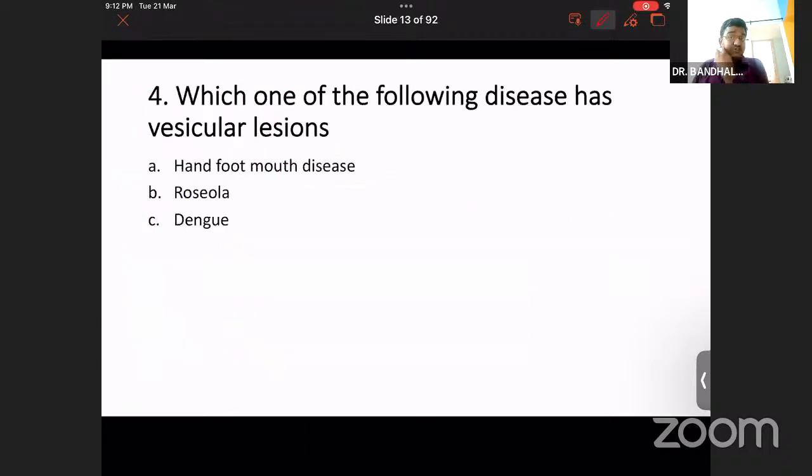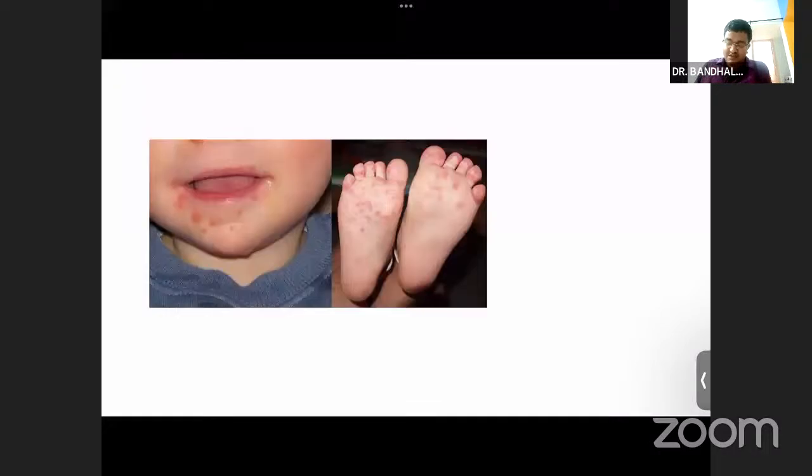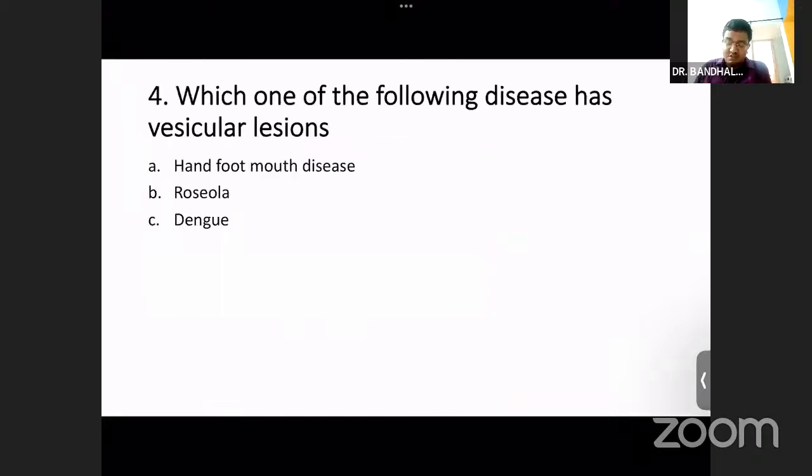Next question is, which one of the following diseases has vesicular lesions? The options given are: option A, hand, foot, mouth disease, option B, roseola, option C, dengue. This we know, hand, foot, mouth disease has vesicular lesions. The lesions will be in and around the oral cavity and on the palms and soles. So the answer here is hand, foot, mouth disease.